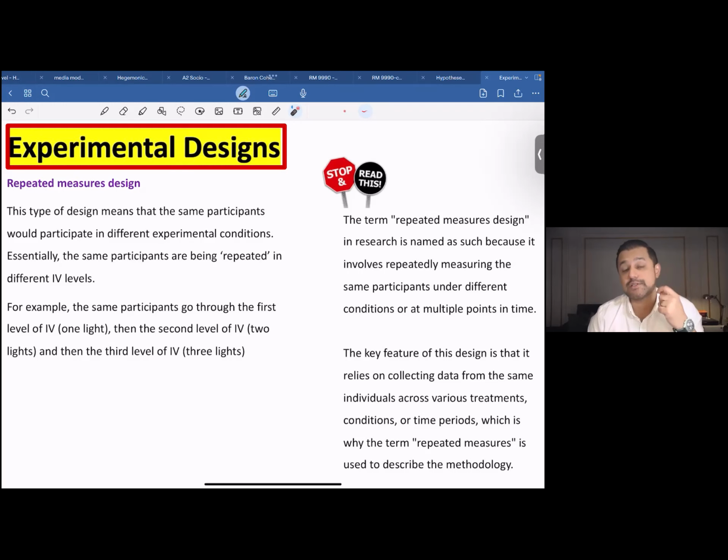There are three types of experimental designs that are part of a syllabus. To name them, we have repeated measures design, independent measures design, and matched pair design. To begin with, what is a repeated measures design?